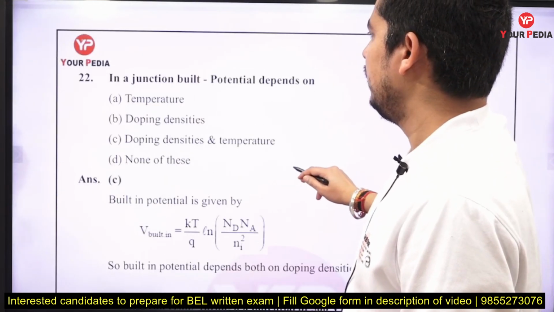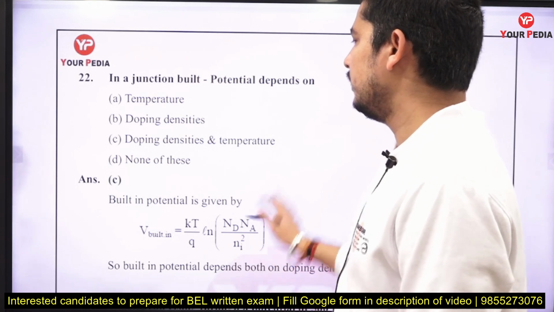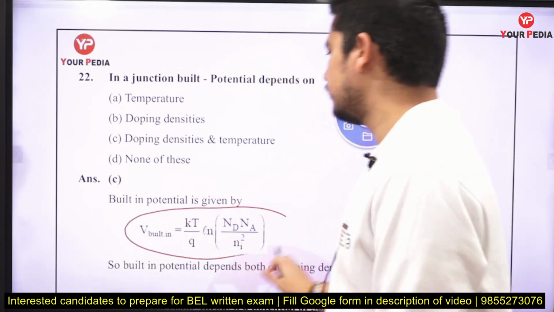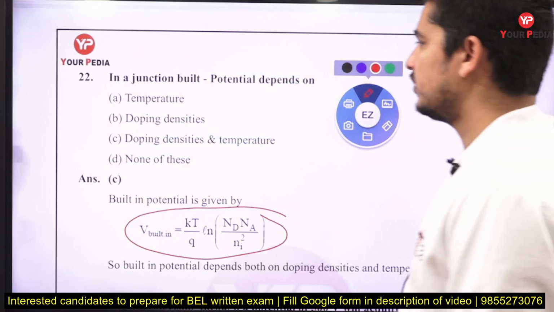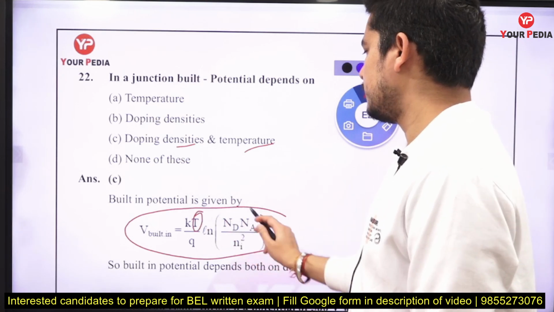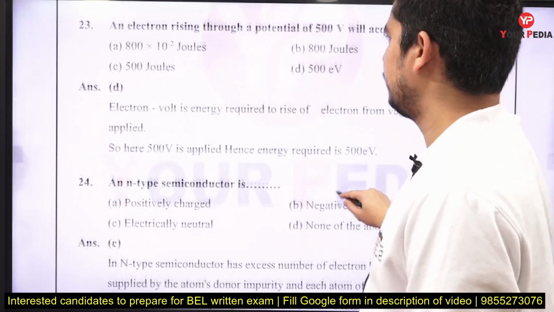Next question. In a junction, the built-in potential depends on what? If you talk about the PN junction, the built-in potential formula is VBI equals KT over Q ln of Na ND over Ni square. So it depends on the doping density as well as the temperature. It will depend on both things, right? So the answer will be C here.